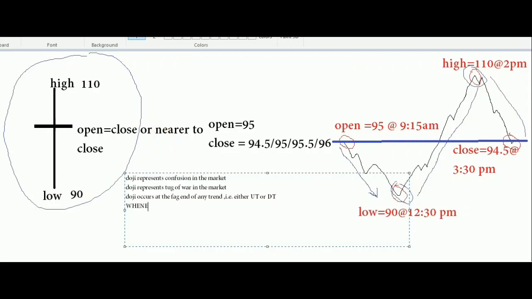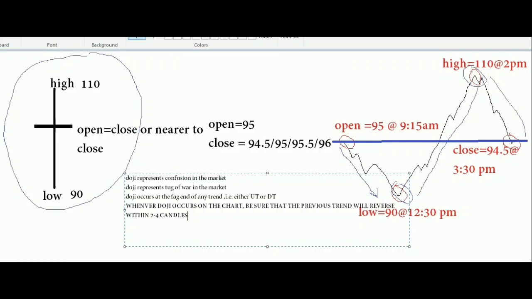So whenever I'm writing this point in bold letters: whenever doji occurs on the chart, be sure that the previous trend will reverse within 2 to 4 candles. Yes, that means whenever doji occurs on the chart, be sure that the previous trend, suppose the previous trend was an uptrend, then within 2 to 4 candles of its occurrence, the trend will reverse to a downtrend.